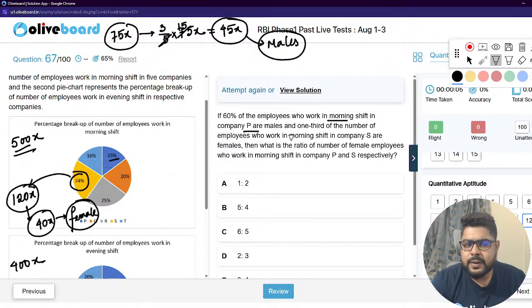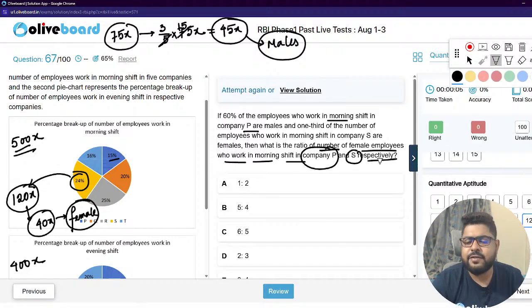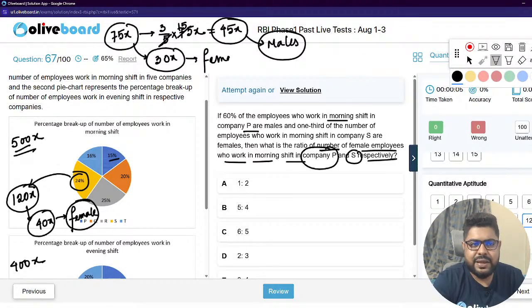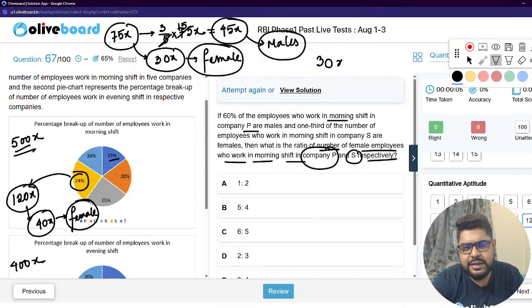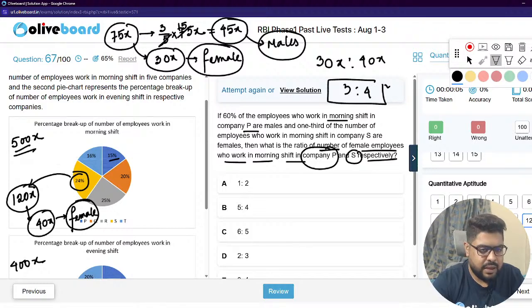What is the ratio of the number of female employees who work in the morning shift of company P and S respectively? So if this is male, female will be 30x. Please understand this. Male is 45 out of 75, so the rest is female. So the ratio will be 30x to 40x, so that means the ratio will be 3:4.